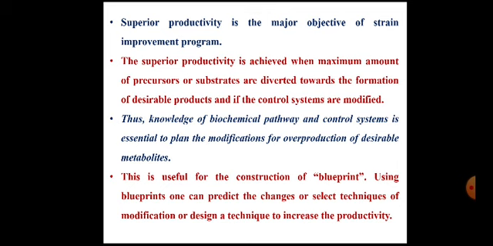So this is also useful for the selection of techniques of modification. These techniques of modification we are going to learn in this chapter ahead, or to design a technique to increase the productivity. So our understanding is that this blueprint is prepared by elucidating the biochemical pathways and its control systems. Having a knowledge of biochemical pathways is very important here, so that you can plan the changes and prepare a blueprint. And what is the use of this blueprint? You can predict the changes, or there are several techniques which are available for modification. So out of these 4 or 5 techniques, which technique you should use in order to get overproduction of microbial metabolite, that you can plan or select. This is also useful for the selection of a technique of modification.